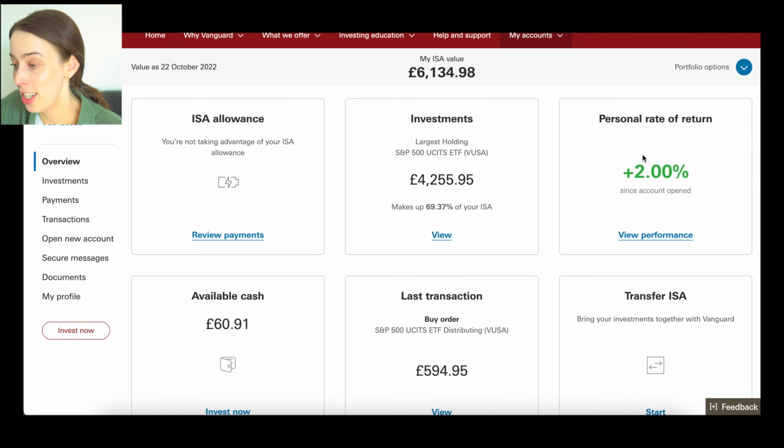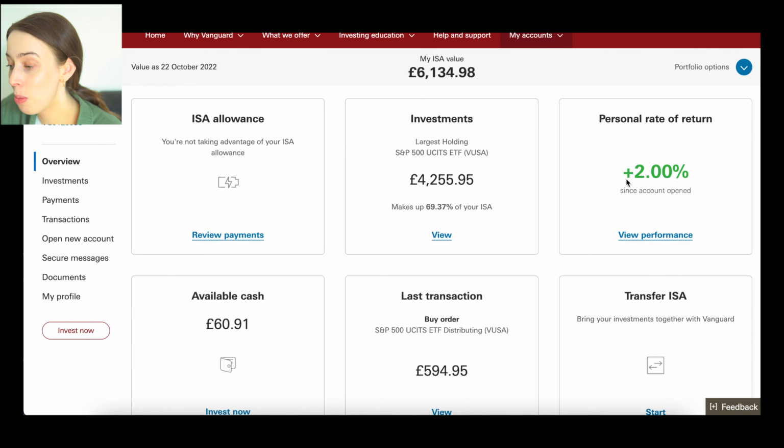The next box is a really interesting one. It says the personal rate of return, and you can see that it's since the account opened, and mine says plus 2%. If you're in a minus rate of return, it will actually turn red and obviously be a negative number. But the interesting thing here is that with personal rate of return, you always need to take it with a pinch of salt because personal rate of return does include how your investments are doing, but it also includes anything that you put into your account and anything that you withdraw from your account.